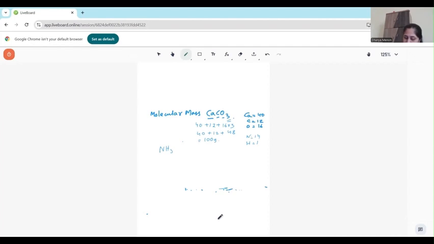Okay, so nitrogen is 14, hydrogen is 1, but how many hydrogen atoms are there? 3 hydrogen atoms, right? So 14 plus 3 equal to 17 grams. So this is how you find out the molecular mass. So it is just you're adding up the masses of different elements in that compound. Let's come to percentage composition now.